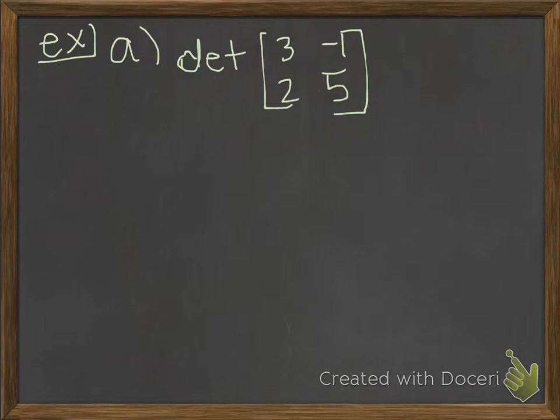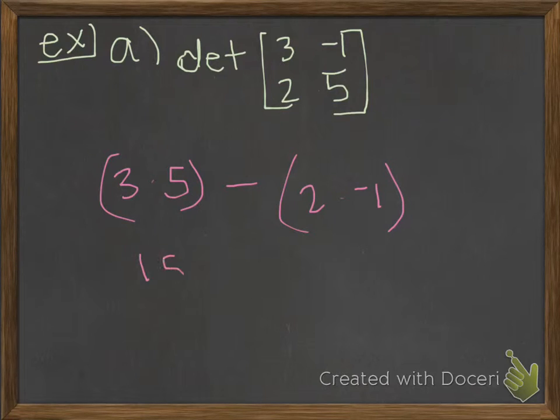So the next example is a 2 by 2, so they want you to find the determinant, so A and D, so you do your 3 times your 5, minus the 2 times the negative 1. So I have 15 minus a negative 2. Double negatives turns positive, so the answer is 17. So again, the determinant is one single value that represents your matrix, so the answer is 17. That's it. So now on to the 3 by 3.